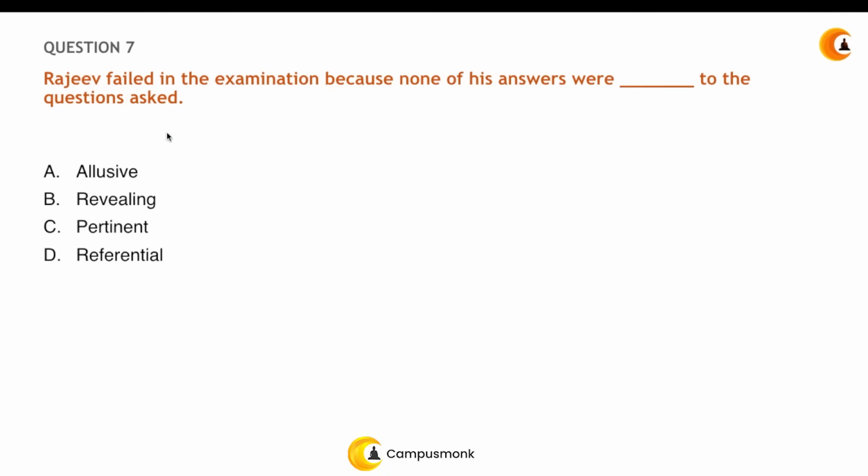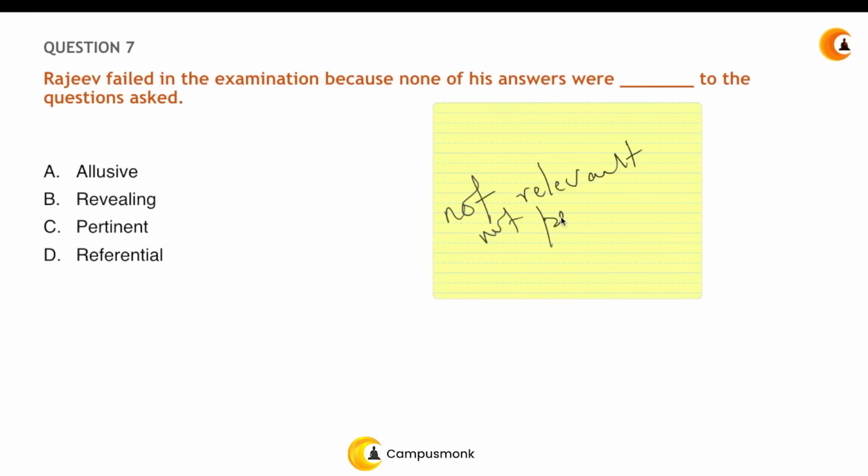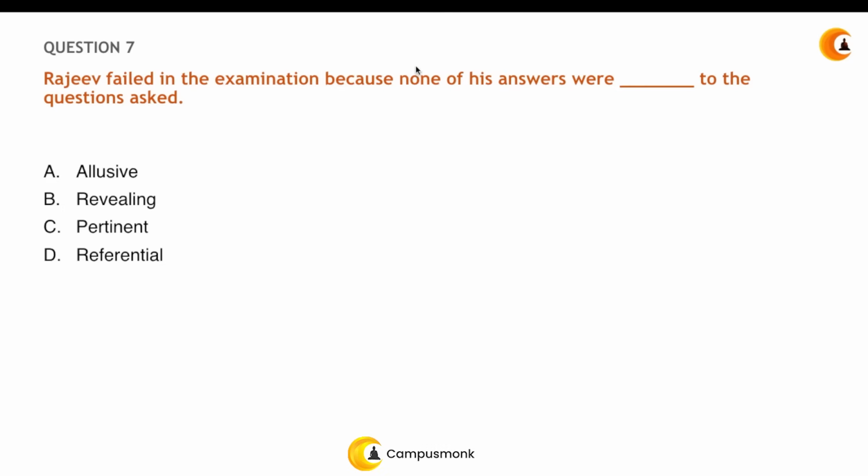Now, if I change it into the meaning of relevant, hear me out. Rajiv failed in the examination because none of his answers were relevant to the question. Did it make sense? It did, right? You don't have to make it non relevant, or you don't have to make it as not pertinent, right? So, alone these words are making sense because of the word none. None means it's no, right? You don't have to add an extra not to make it more sensible, right?